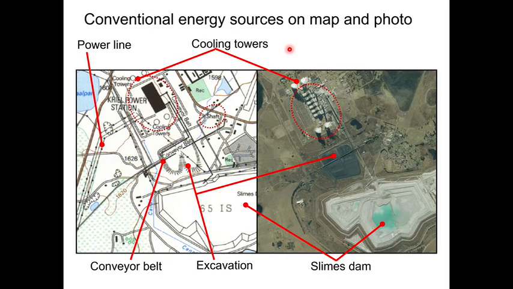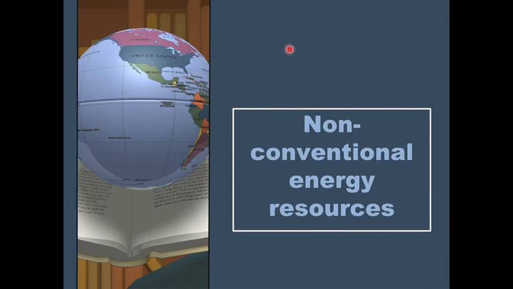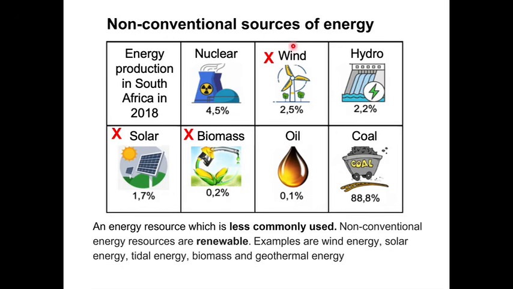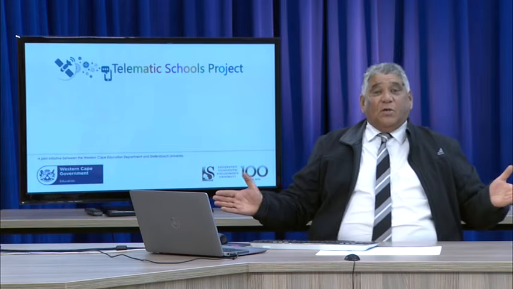I've shown you now how you can see where I get the conventional energy sources and how to identify them on a map and on a topo photograph. Obviously, I cut this out of a map, so we're only using the area that I would have liked to discuss with you. Now, let's move on to the non-conventional energy resources. Your non-conventional would be your wind, the solar, and the biomass. Now, if you have a look at the definition, it's an energy source which is less commonly used. Non-conventional energy sources are renewable. In other words, you can use it over and over. Oh, what's coal? Coal is not renewable.